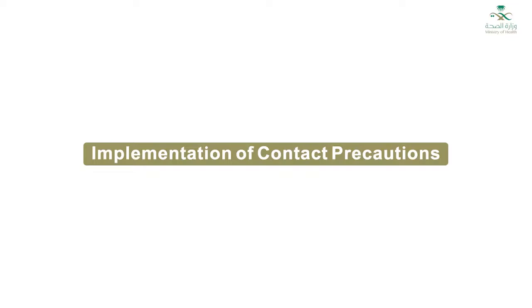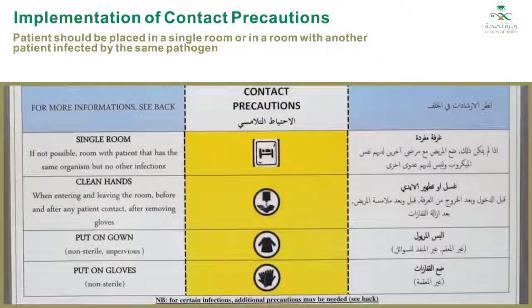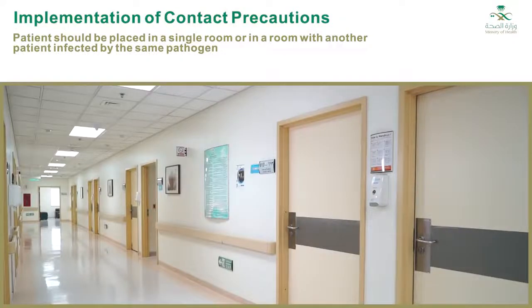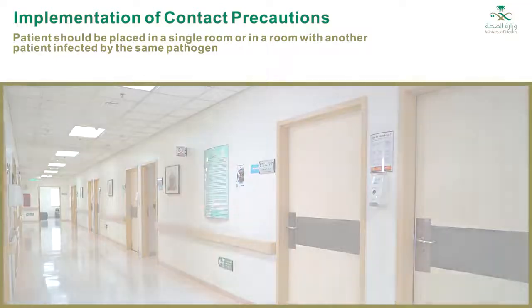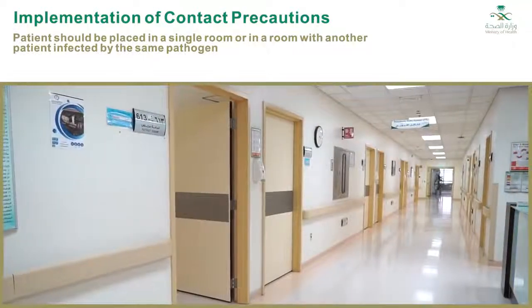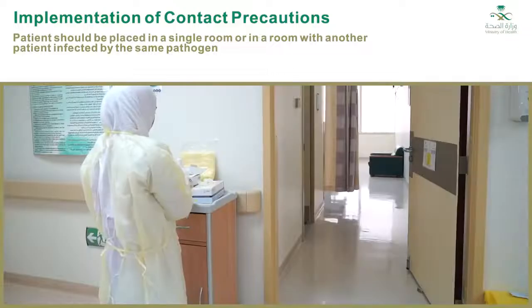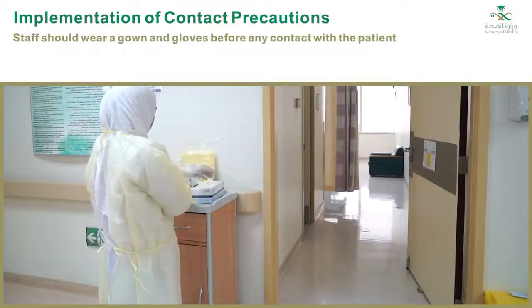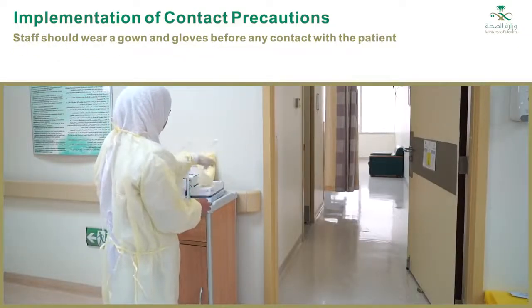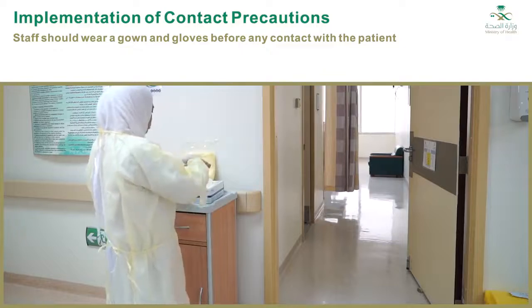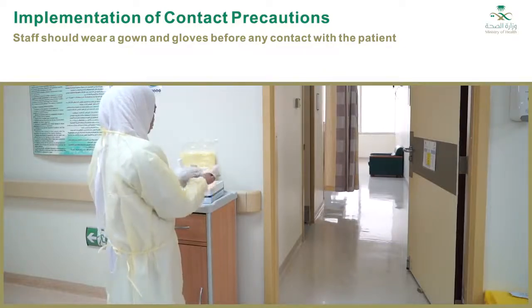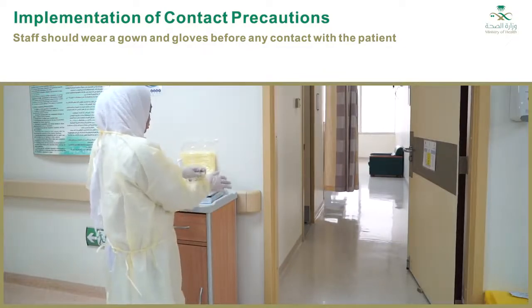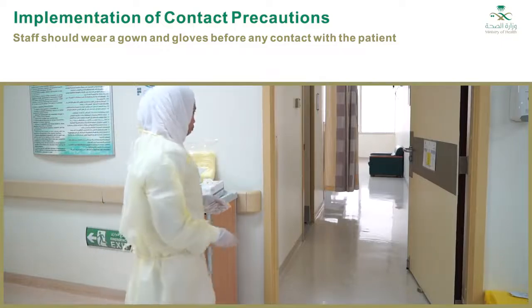Implementation of contact precautions. The patient should be placed in a single room if available, and the door can remain open. If single rooms are not available, patients who are infected or colonized with the same microorganism may share a room. Staff should wear a long-sleeved gown and gloves for all interactions that may involve contact with the patient or the patient's environment. In addition, the staff should perform hand hygiene prior to entering and immediately after leaving the patient's room.